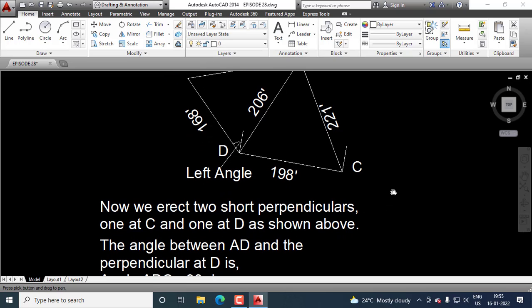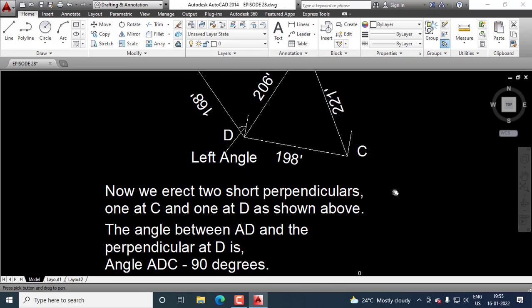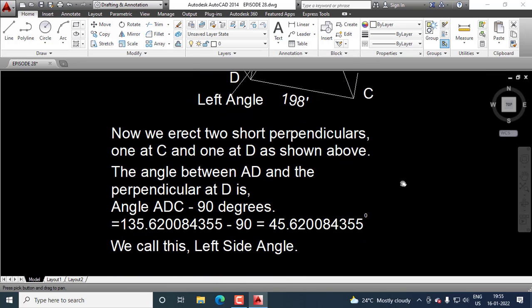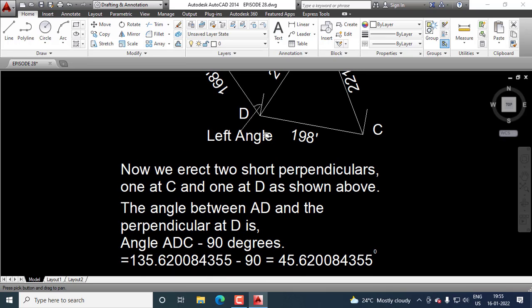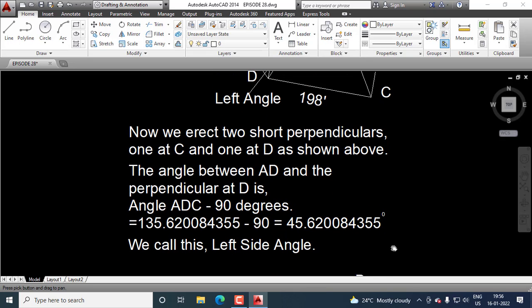The angle between AD and the perpendicular at D is angle ADC minus 90 degrees. This angle minus this 90 degrees is equal to this left angle. This is 45.62008435 degrees. This left angle is 45.62008435 degrees. We call this left side angle.